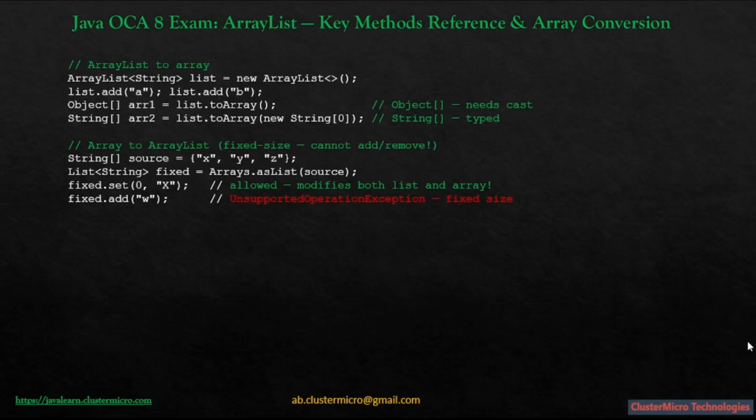ArrayList key method reference and array conversion. Converting between an array list and an array is a common operation, and the exam tests both directions. toArray with no arguments returns an Object array. To get a typed array, pass a typed array of the right size, or simply new String[0] as a type hint. Arrays.asList converts an array to a list, but the result is fixed size. It is backed by the original array. Changes to one are reflected in the other. You can call set to replace elements, but calling add or remove throws UnsupportedOperationException because the underlying array cannot change size.